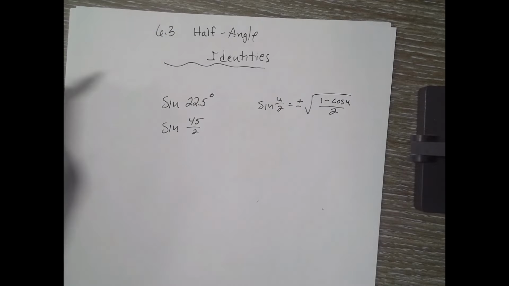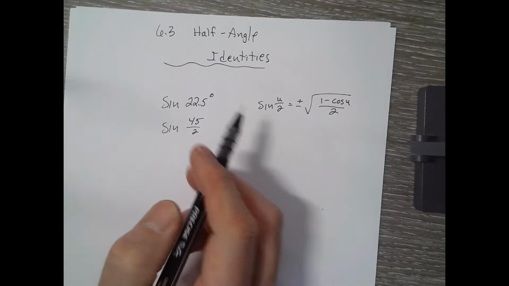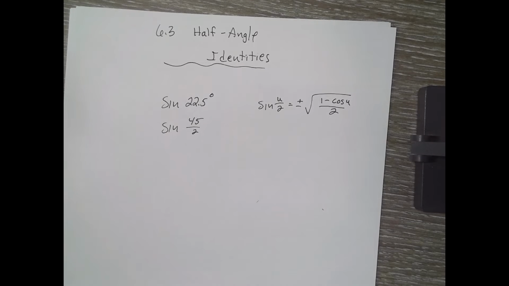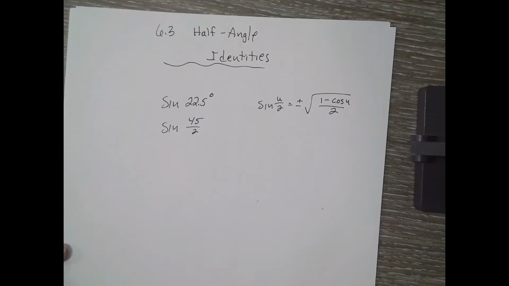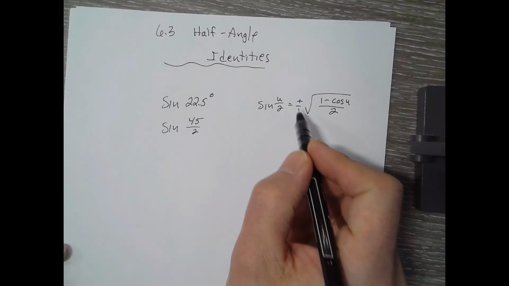Okay, so we have a plus or minus. We could figure out whether it's positive or negative right away by looking at the original. Is the sine of 22.5 going to be a positive answer or a negative answer? Positive. Good, positive, because 22.5 is in quadrant 1, and sine in quadrant 1 is positive. So our answer is going to be positive, so we can ignore the negative and just use it as a positive.